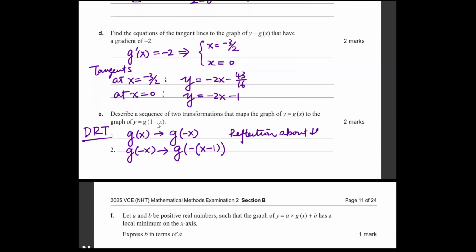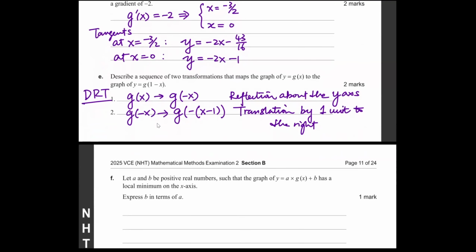So you have a reflection about the y-axis, and then a translation by 1 unit to the right. You don't have to say translation by 1 unit in the positive direction of the x-axis. Just say translation 1 unit to the right. That's enough, I would say.